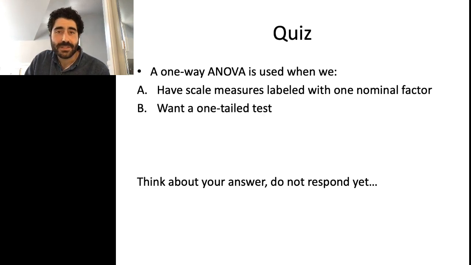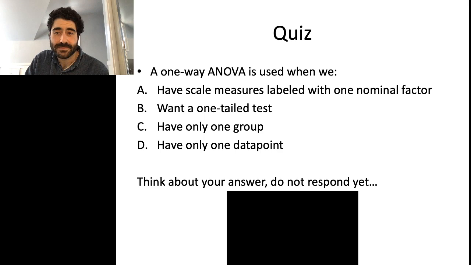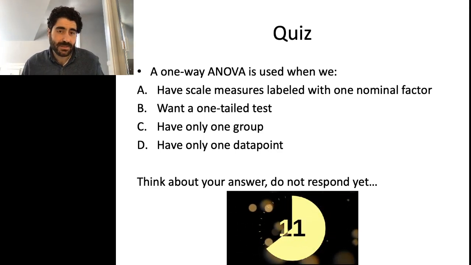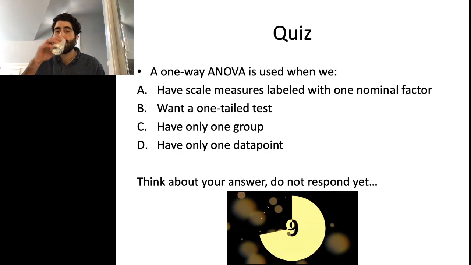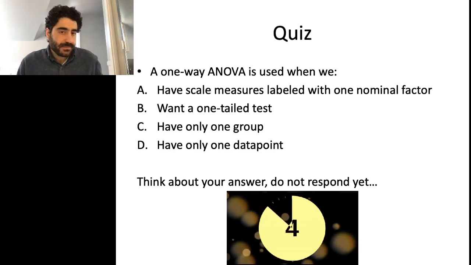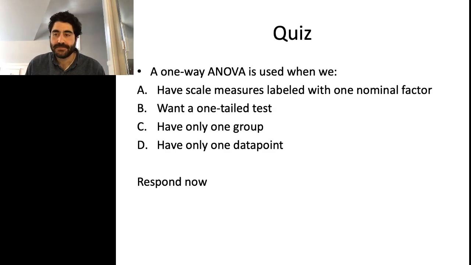A one-way ANOVA is for a one-tailed test. A one-way ANOVA is used when we have a single group. Or a one-way ANOVA is used when we just have a single data point. All right, what do we think?